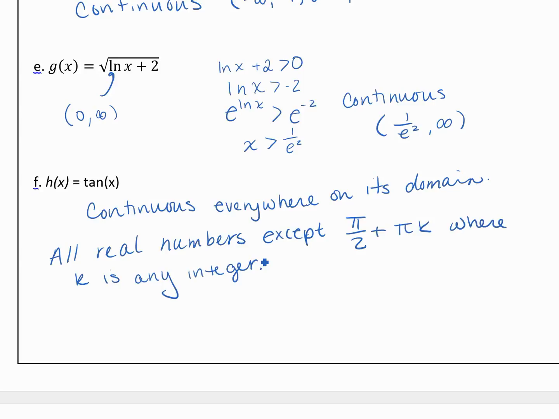Okay, so when you're trying to decide where a function is continuous, look at it being one of these functions that you already know is continuous on its domain. And then either think about what its domain is, or because of composition, any restrictions that go on it.